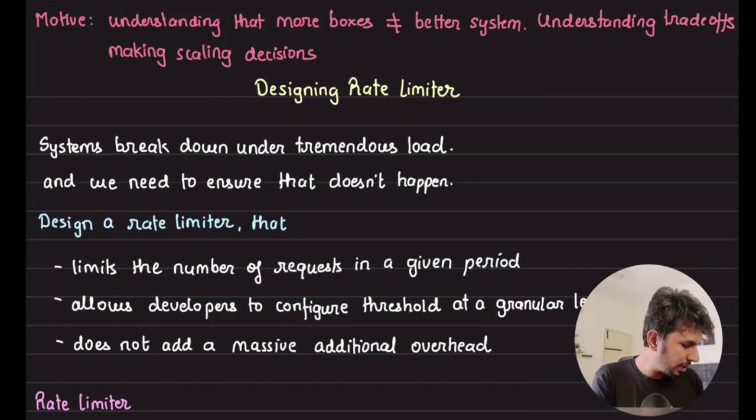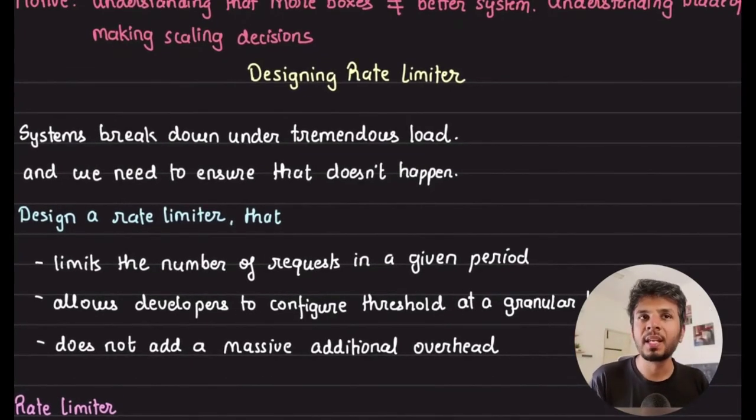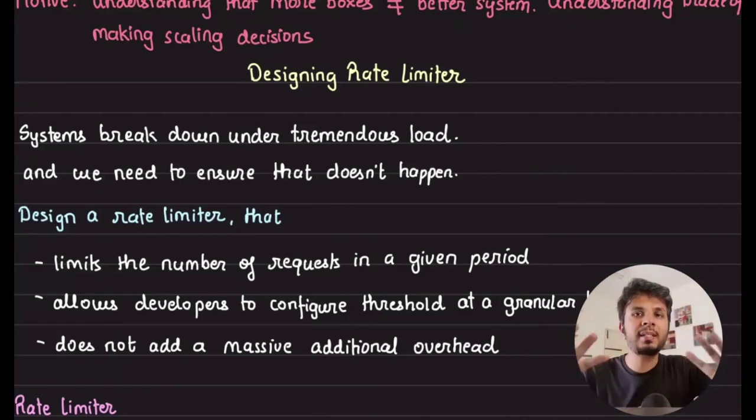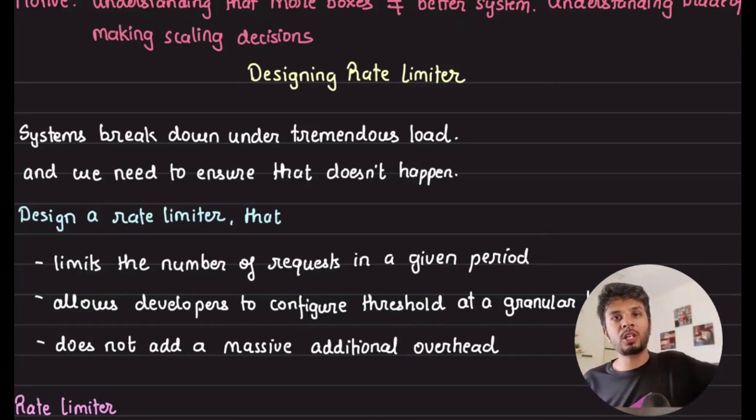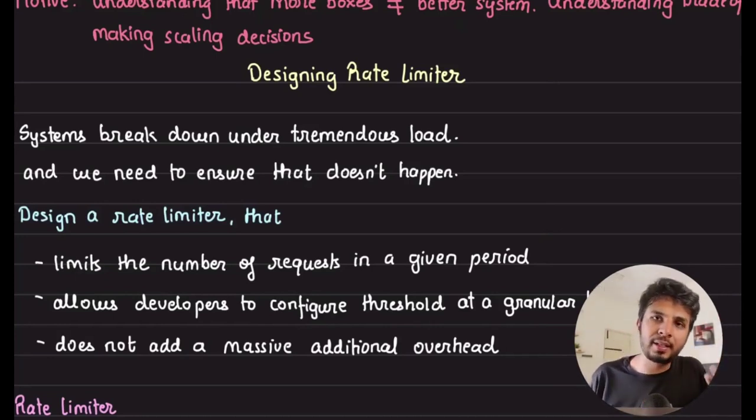Okay, so what is a rate limiter? A system typically breaks down when you put tremendous load on it, right? So that is where we need to ensure that doesn't happen. Otherwise, if our system is down, we would have an outage and lost revenue. No one would be happy. So the way to safeguard ourselves from having to serve tremendous load is to add a rate limiter.